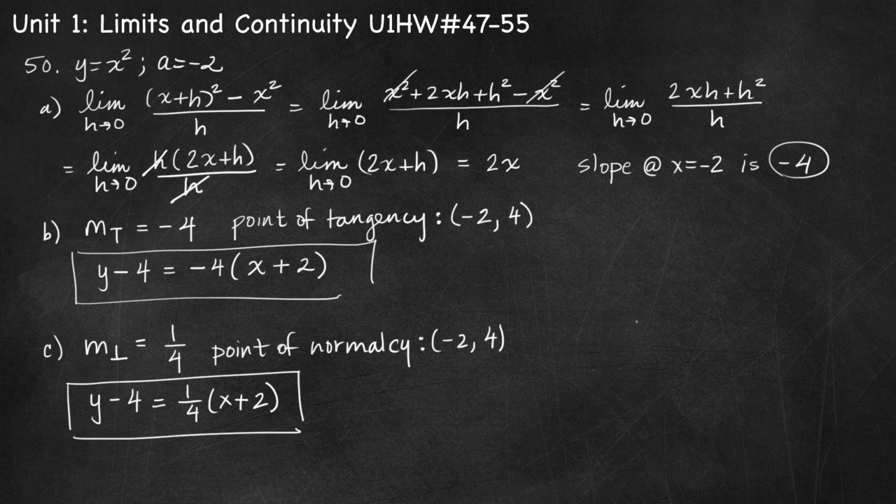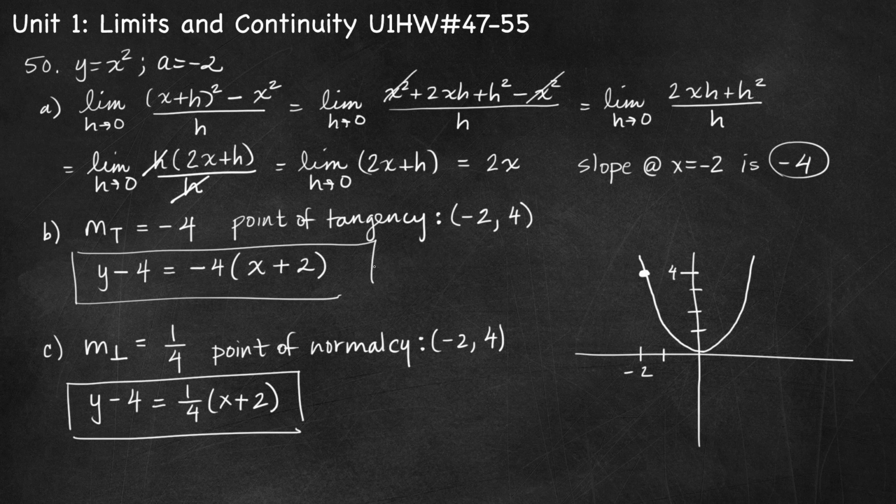For part D, we're going to sketch this. Okay, so our function is y equals x squared. Our point of tangency is at an x coordinate of -2, follow that up here, and a y coordinate of 4. So we can sketch our tangent line. We have an equation for our tangent line.